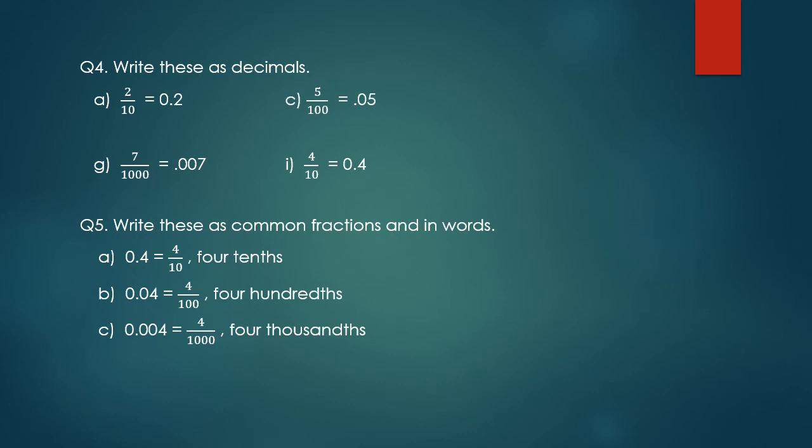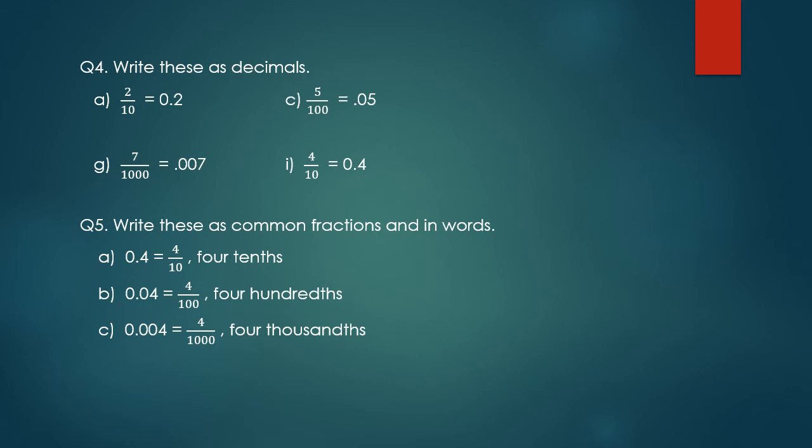Now see the I part. This is 4 upon 10. Now again we'll see only one 0 we are having in the denominator. So we'll have to put our point before one digit. And in the numerator we are having one digit. So there is no need of writing any extra 0 before our number. So in decimal form, we'll write it as 0.4. That is one and the same thing.